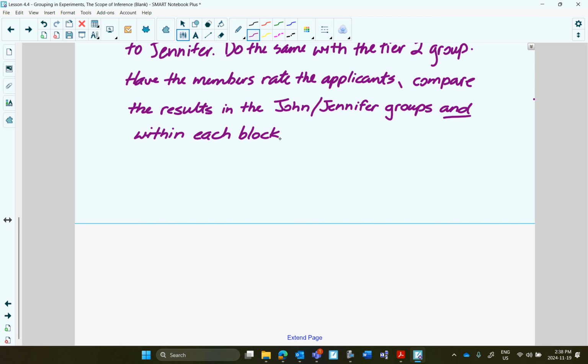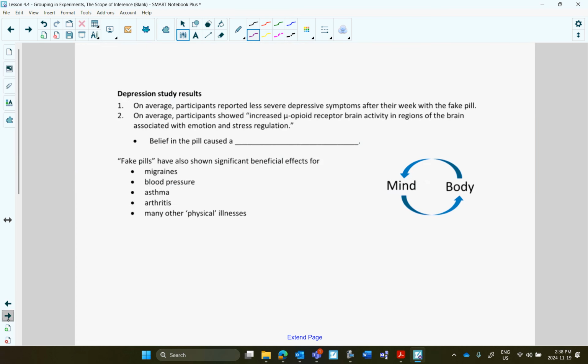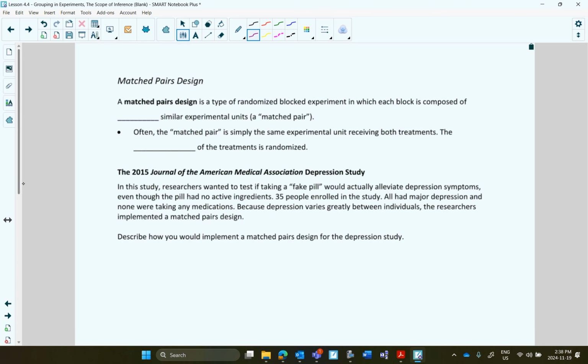Okay, so that's randomized block. Another way you could do it, and students sometimes get confused between these two, is something called a matched pair design.